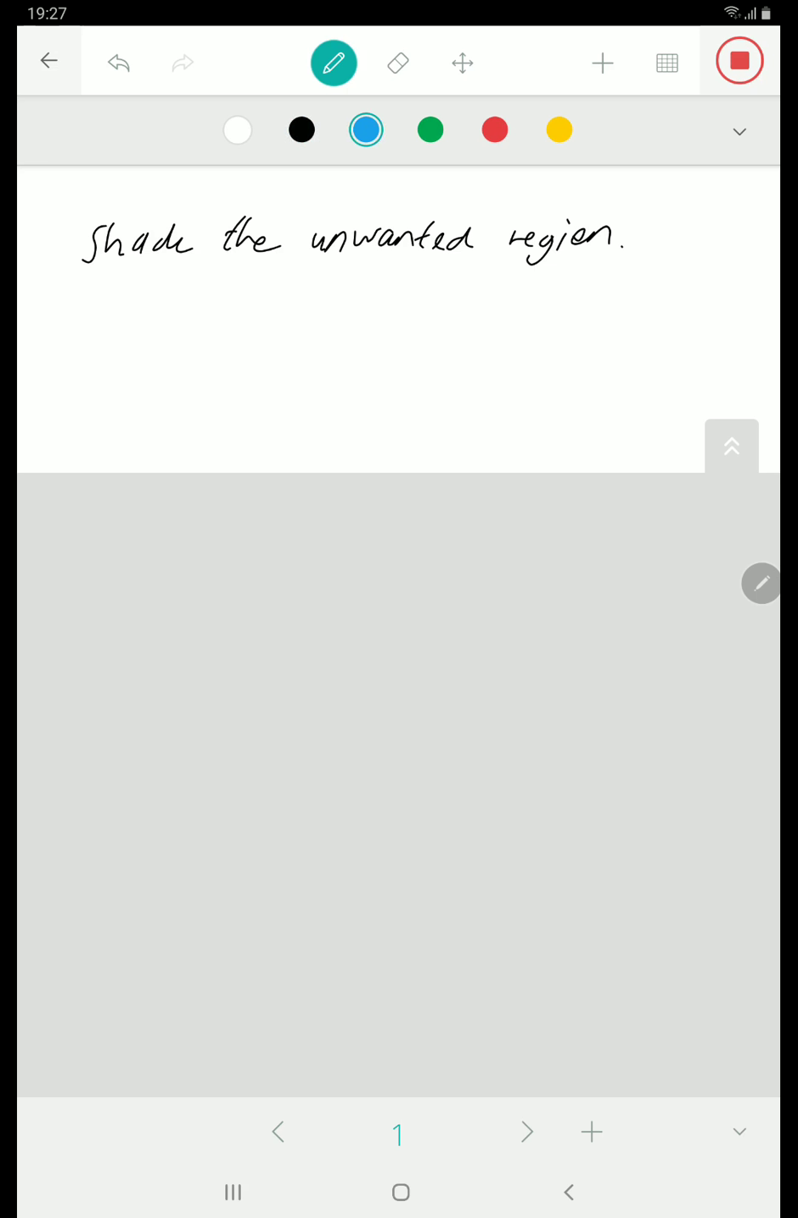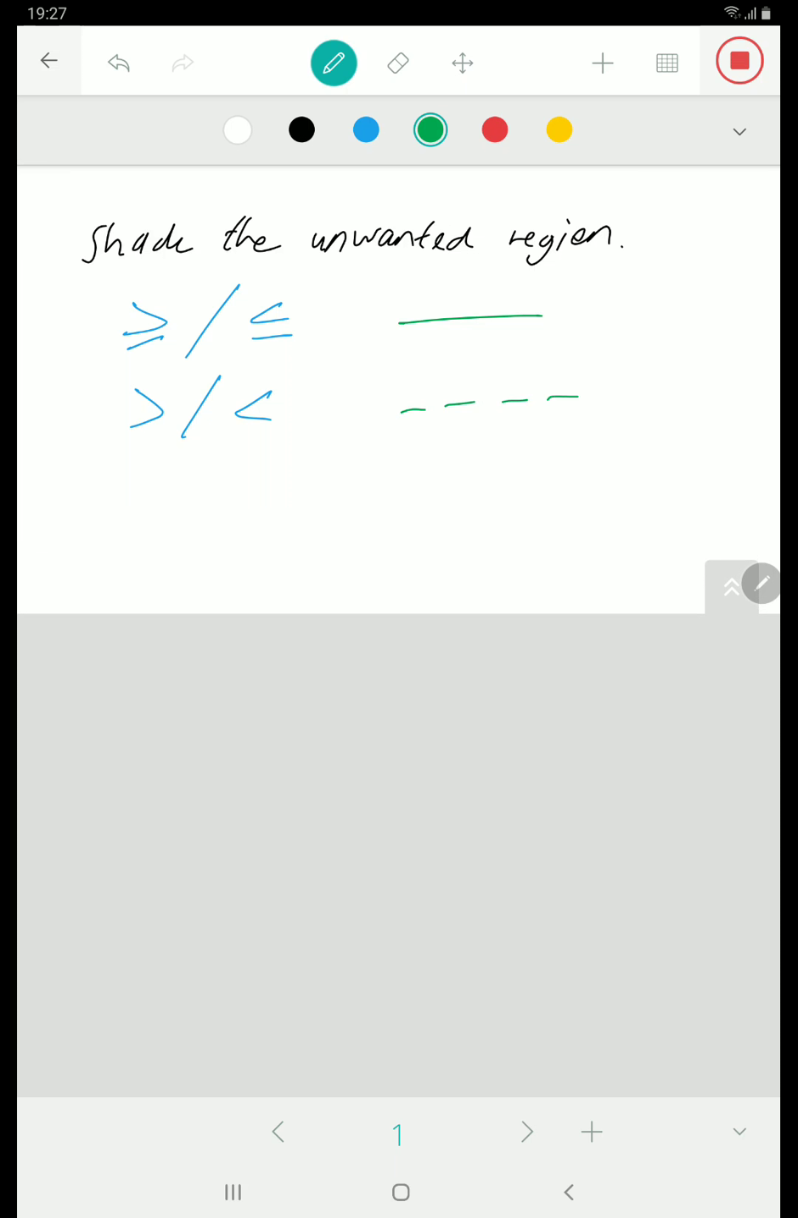so whenever you see the sign bigger equal or less equal, you will draw a straight line. Whenever you see the sign bigger than or less than, you will draw a dotted line. Alright, example question 1 now.